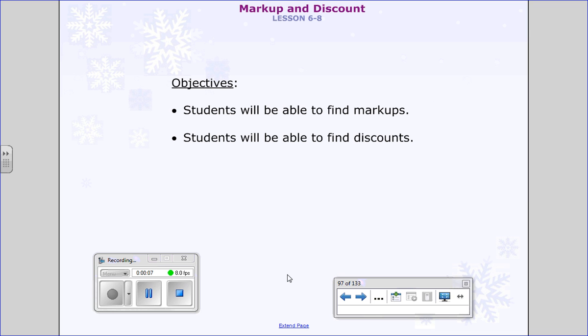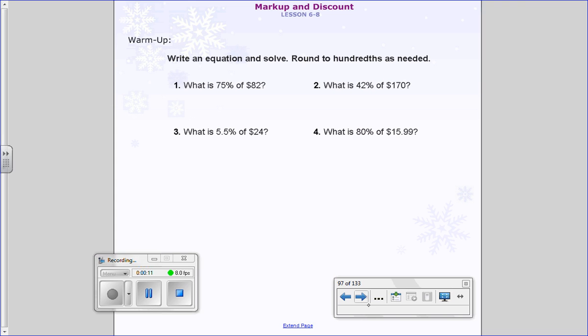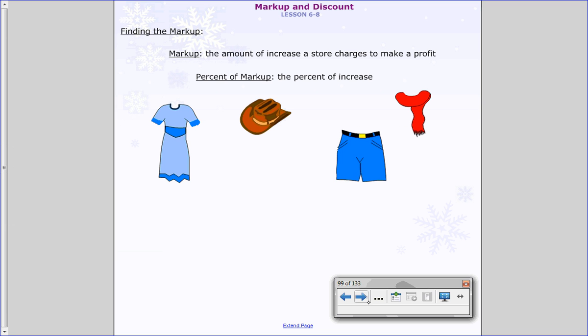Our objectives tonight, you're going to be able to find markups and you're also going to be able to find discounts. And we're going to go ahead and start talking about markups. When we talk about the markup, that's the amount of increase a store charges to make a profit.